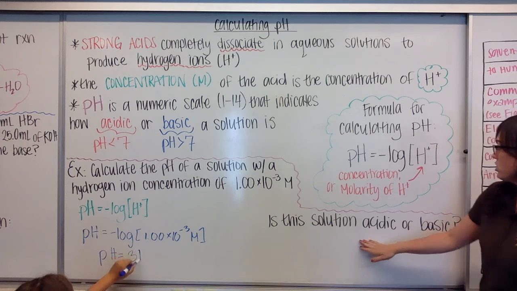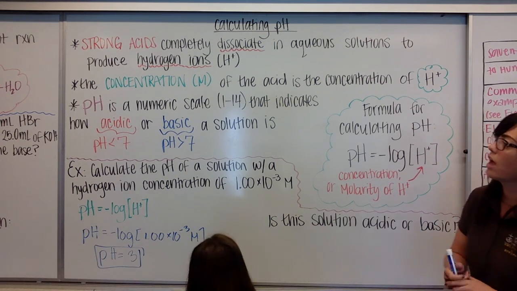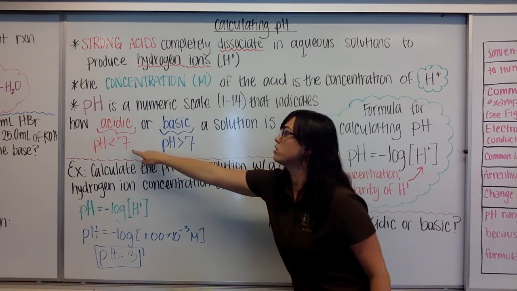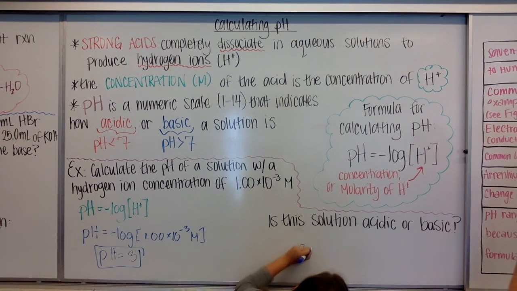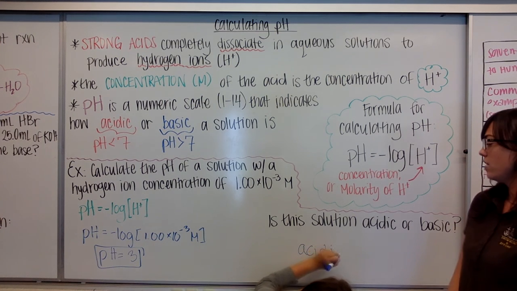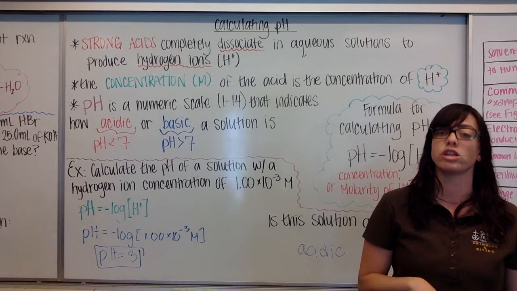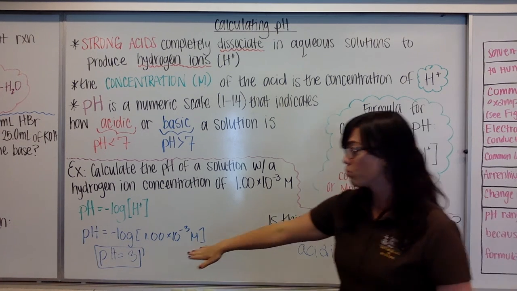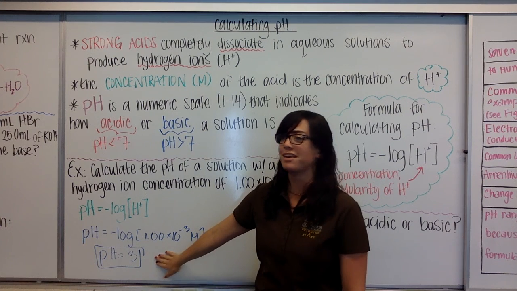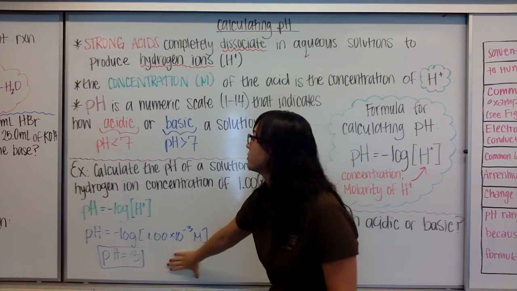So, is this solution acidic or is it basic? If we look at our two examples, pH less than 7 is acidic. So we have an acidic solution. That means that our concentration of hydrogen ions is greater than our concentration of hydroxide ions. And this is a pretty acidic solution. This is one that we probably would not want to mess with.